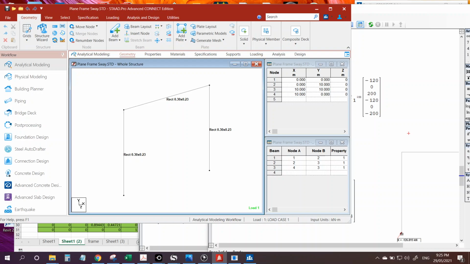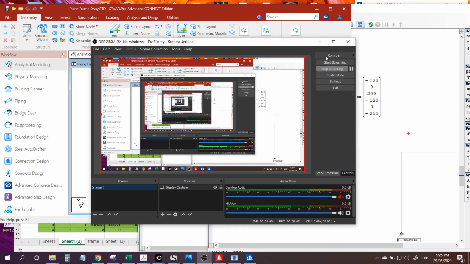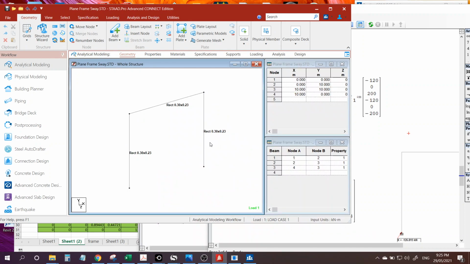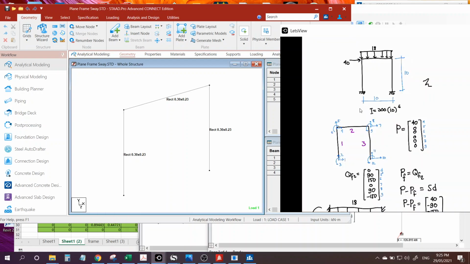Okay, let's proceed with the second example, using plane frame again, but this time a sway frame, so that this is more general. Okay. And this is our model here.